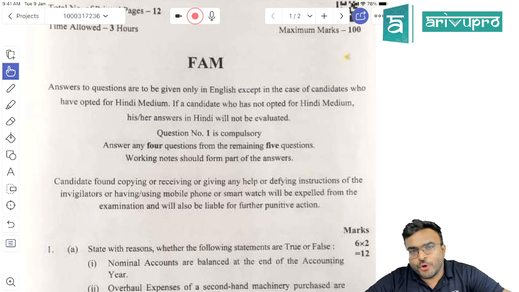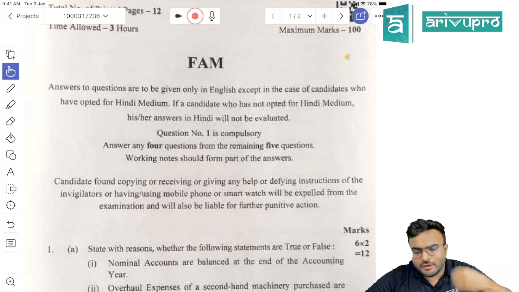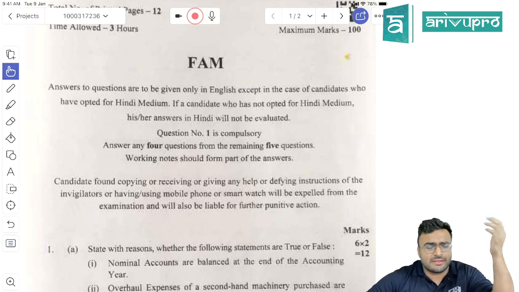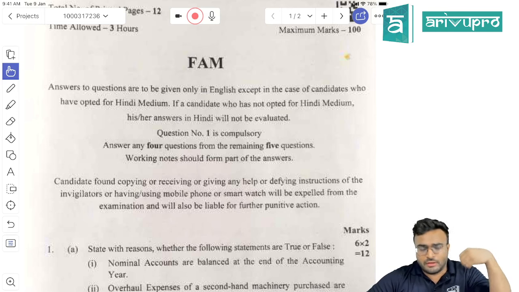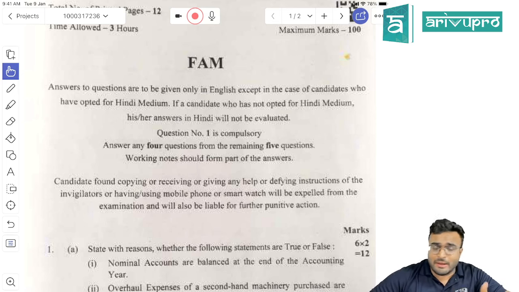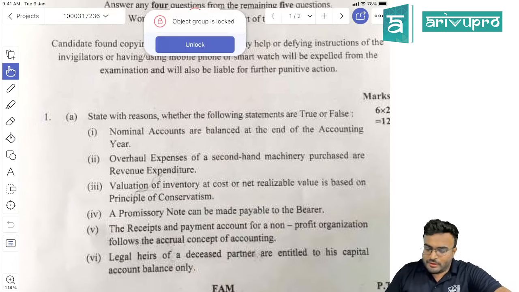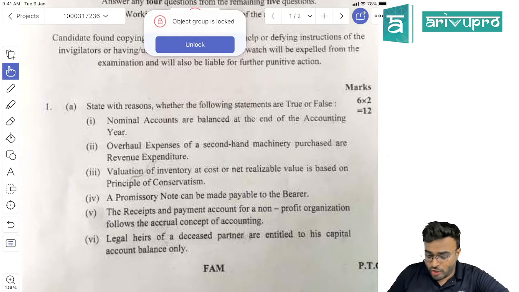So let's try to analyze the paper. Let's go through the paper. Let's have a quick recap of the paper and see what has happened, and what the Institute has asked. As we had already discussed earlier, the Institute is asking a lot of questions from Module 2, the second module, where we have your partnership chapter, your incomplete records, or your company accounts for that matter. So quickly we'll go through the entire paper, then we can see where you all have gone wrong.